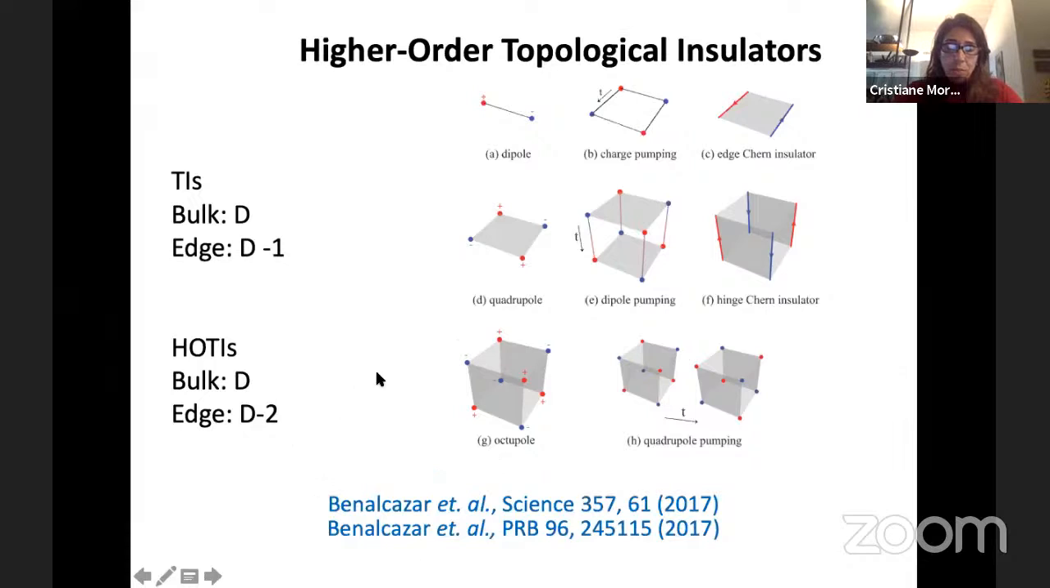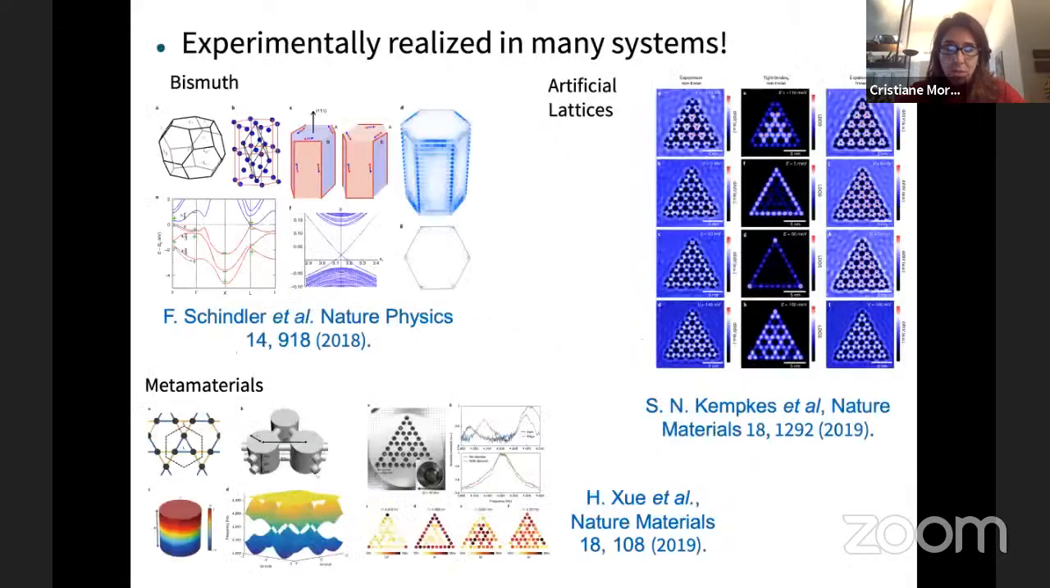These models were proposed by Benalcazar, Bernevig, and Taylor Hughes in 2017, and that's the model that we are going to use today. These models have been observed experimentally in many different systems, in bismuth and in metamaterials, some of them made with photonic systems.